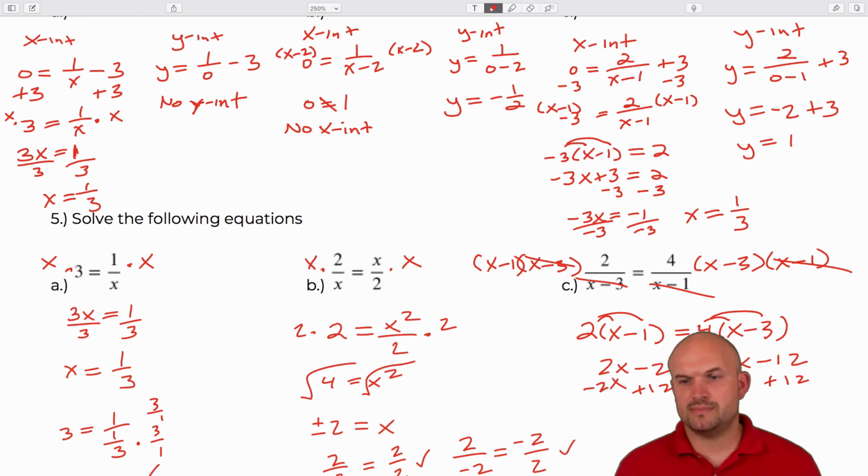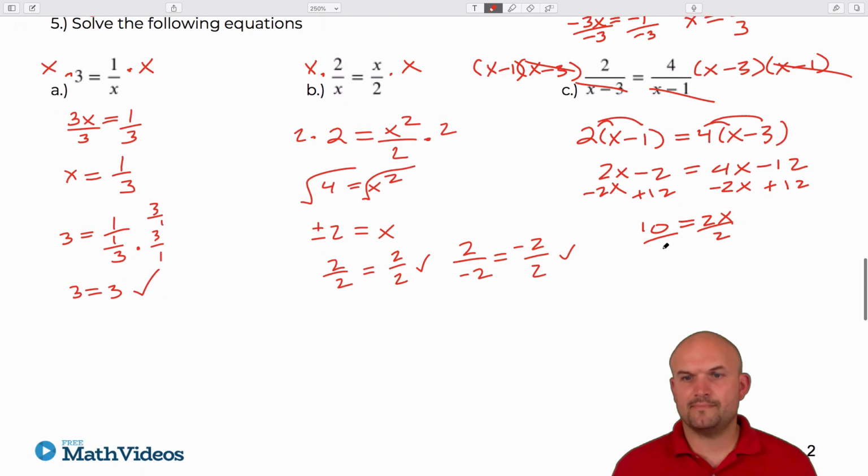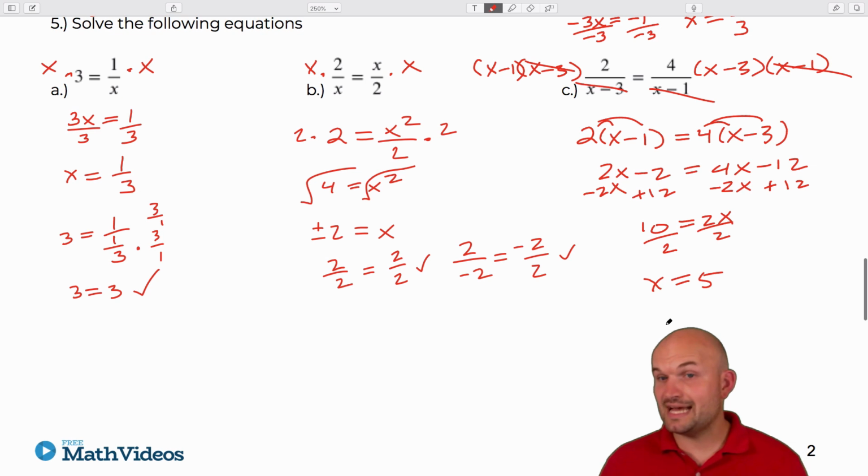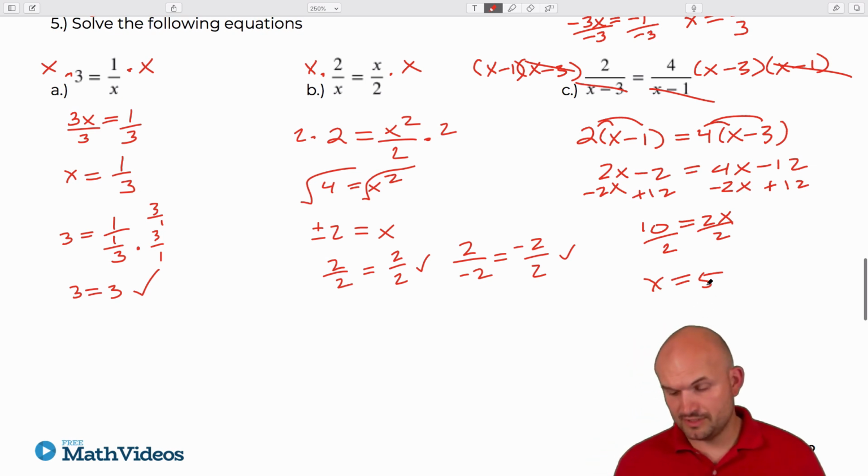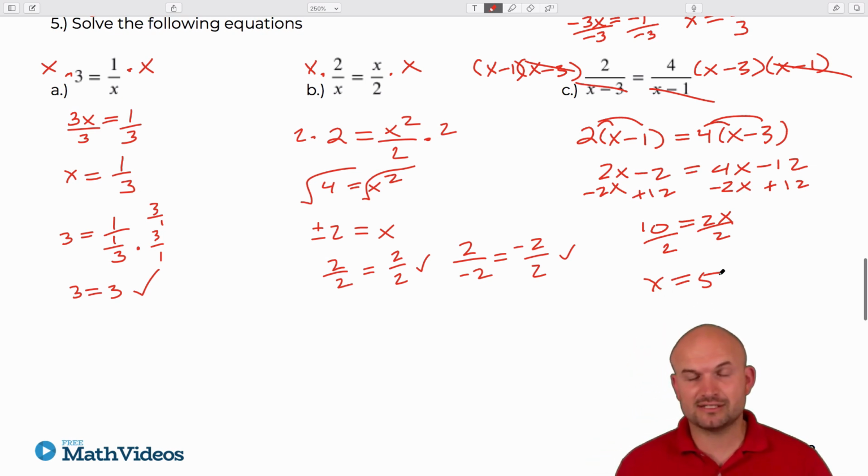Now, I'm just going to go ahead and combine like terms. Minus a 2x, minus a 2x. And therefore, it looks like 10x is equal to 2x, divided by 2, divided by 2. Sorry, I'm covering myself up. And we could say x is equal to 5. And again, we just want to make sure that this works, that it's not an extraneous solution.